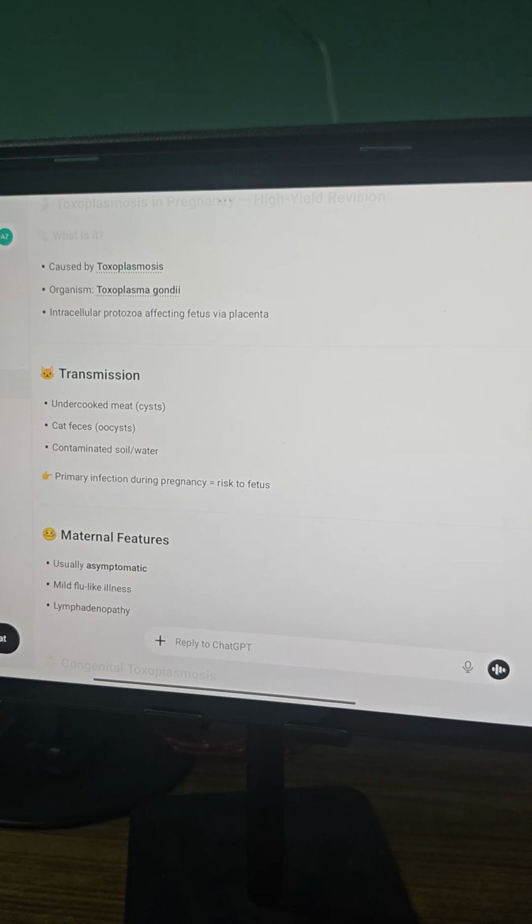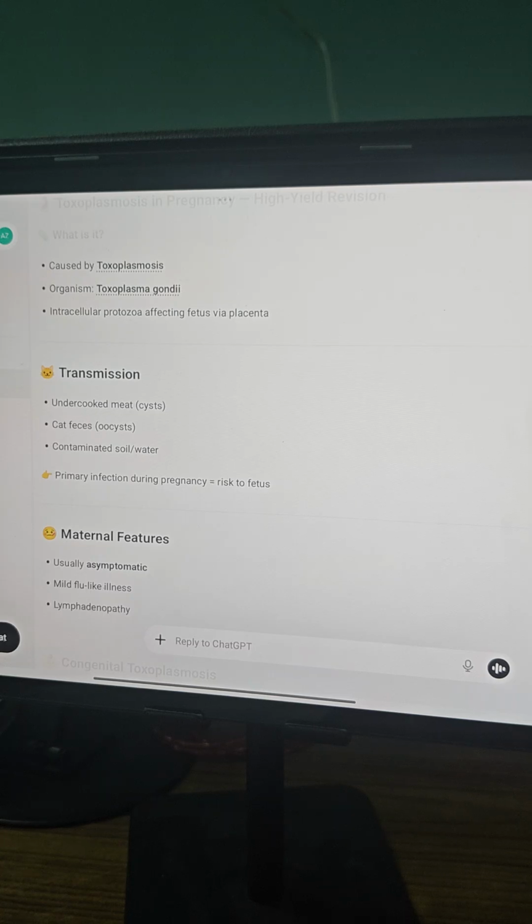Now another infection, that is toxoplasmosis in pregnancy. Many questions were asked from this topic, including the management part, the etiology part, the complication part, life cycle, etc. So, what is toxoplasmosis? Toxoplasmosis is a condition which is caused by Toxoplasma gondii.